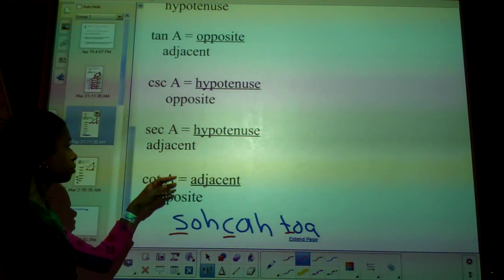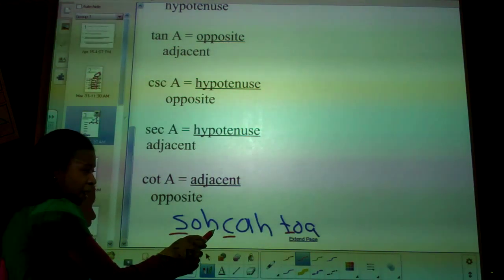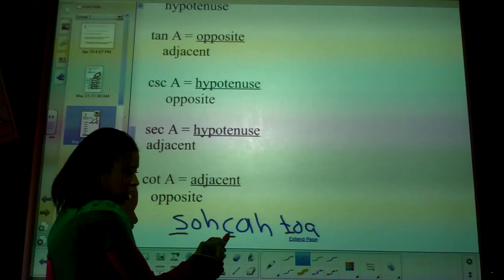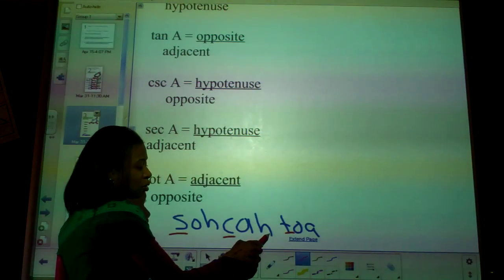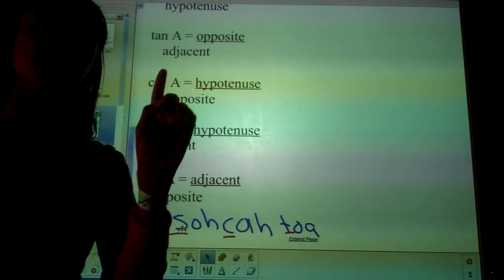There's not one for secant and cosecant and cotangent. But sine is opposite over hypotenuse, CAH is for cosine, adjacent over hypotenuse, and TOA is opposite over adjacent. And that's 9.5 and 9.6, part 1.